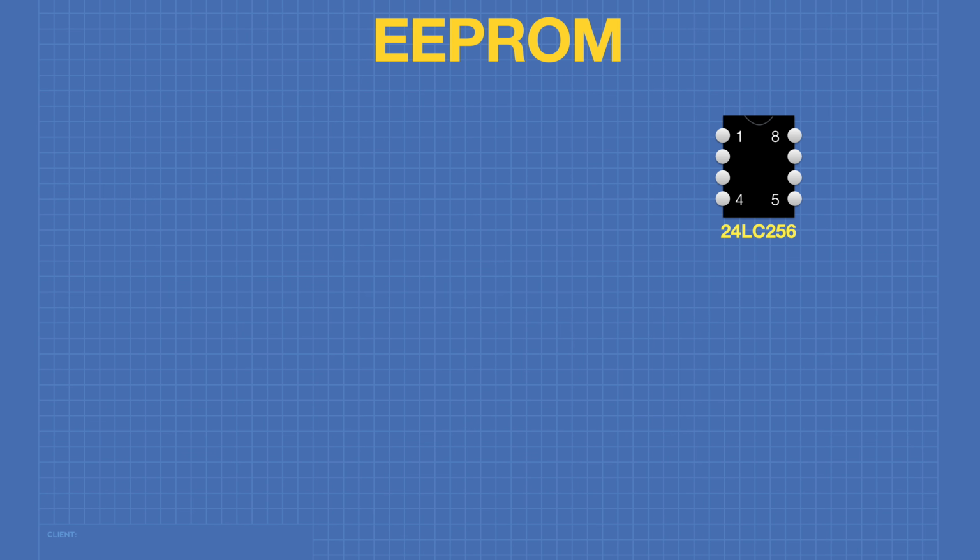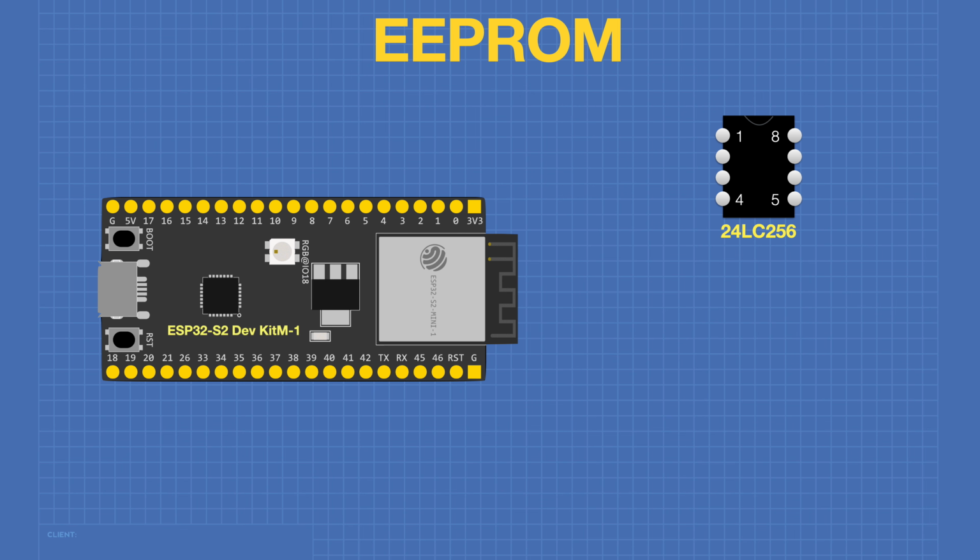I'm going to be using the 24LC256 with an Espressif ESP32 S2 development kit, but you could use any ESP32 for this experiment. We'll also require a couple of pull-up resistors. I'm using 4.7K resistors, but any value around that will work. We'll begin by connecting the 3.3 volt output of the ESP32 board to the VCC pin on the 24LC256 EEPROM.